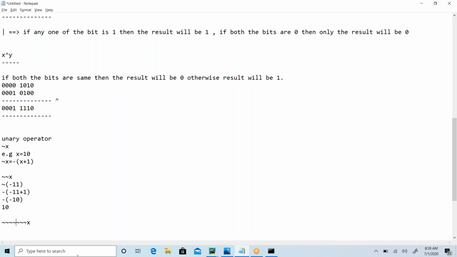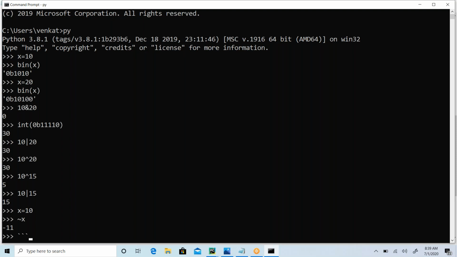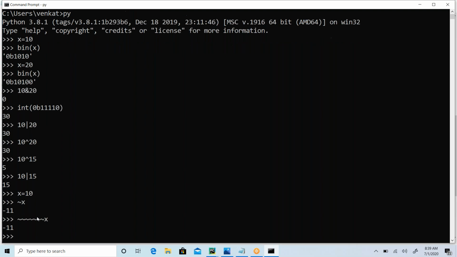So here 2, 3, 4, 5, 6, 7. I have 7 total. When you have 7, 6 are going to strike off with one another, but finally it is going to be tilde x. So when I say tilde x, the value is minus 11, guys. So I have 1, 2, 3, 4, 5, 6, 7 tildes before x, so this will be minus 11. If I give 6, 1, 2, 3, 4, 5, 6.